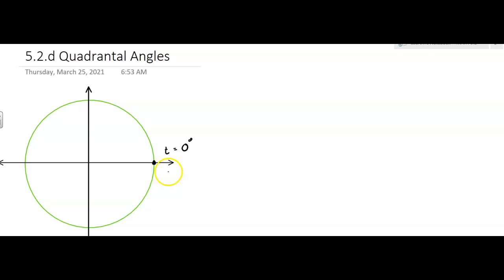Well, remember, you're on a unit circle, so this distance here is 1, the radius is 1, and you're on the x-axis, so the point is 1, 0. So the cosine of 0 degrees, that's the x value, 1, and the sine of 0 degrees is 0, okay? So you can remember that.